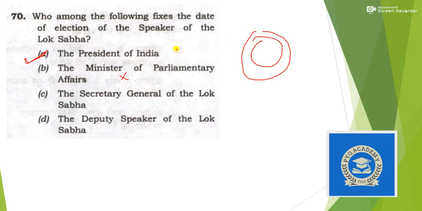After that there will be the Prime Minister, and the Prime Minister will choose different ministers. So there is no case of the Minister of Parliamentary Affairs. Then the Deputy Speaker's election is after the election of Speaker, so this is also wrong. And the Secretary General of Lok Sabha, this is also wrong. The answer is option A.